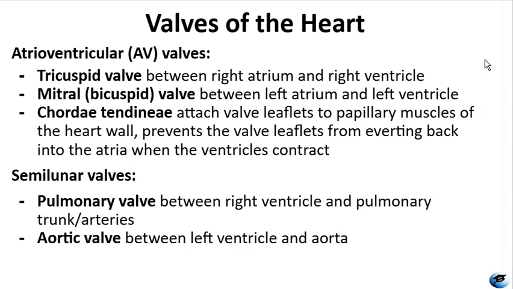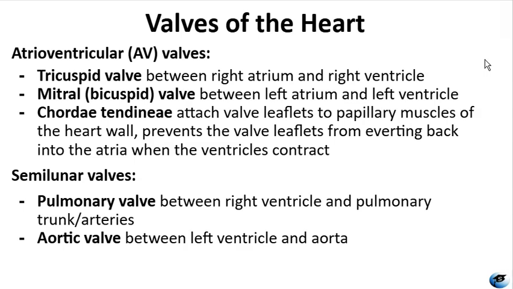Both AV valves are anchored in place by the chordae tendineae, which are strong tendon-like cords that attach the valve leaflets to papillary muscles on the inner walls of the ventricles. When the ventricles contract, the papillary muscles also contract, pulling on the chordae tendineae, and this prevents the valves from everting or flipping backwards into the atria, which would allow backflow.